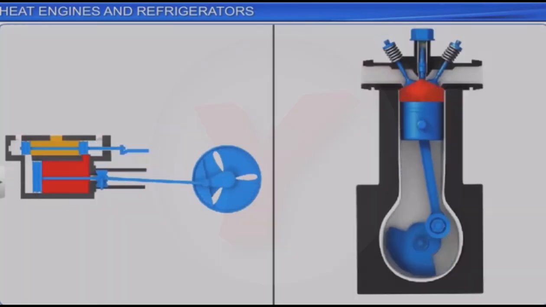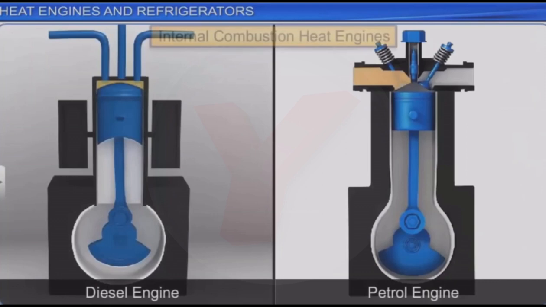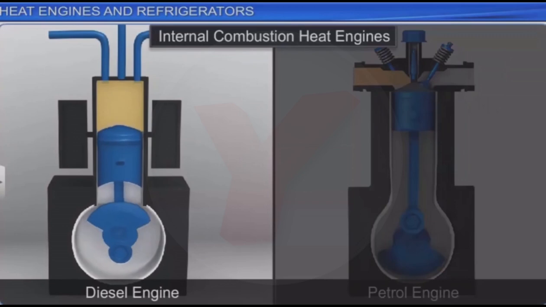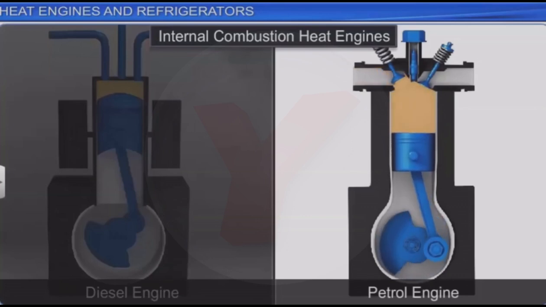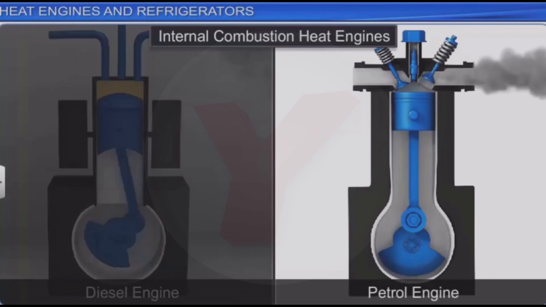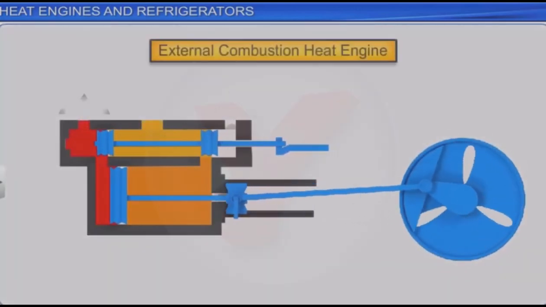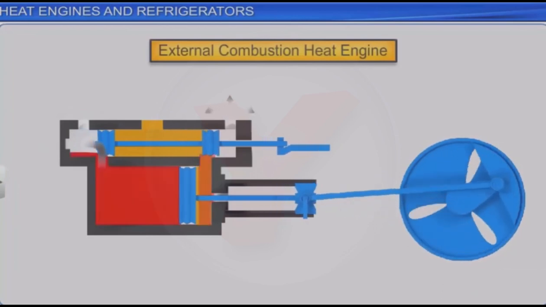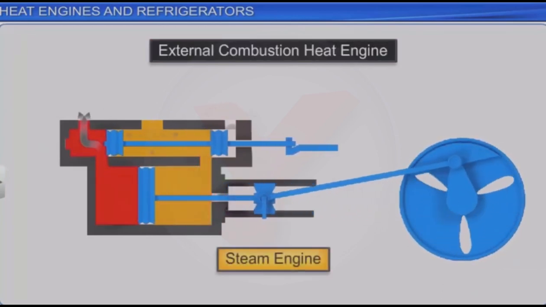There are two different types of heat engines. One type is the internal combustion heat engine. Diesel and petrol engines are examples of internal combustion engines, and the other type is the external combustion heat engine. The steam engine is an example of an external combustion engine.